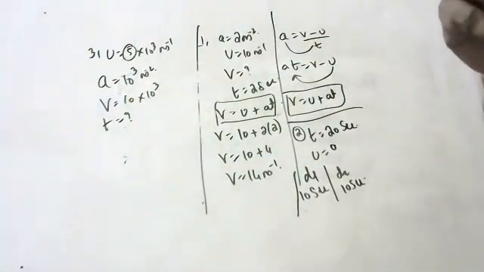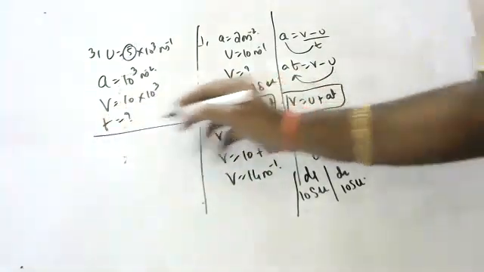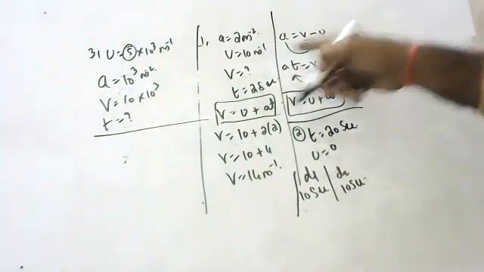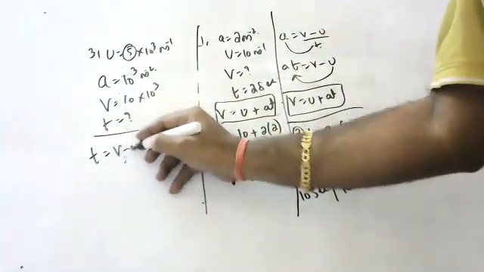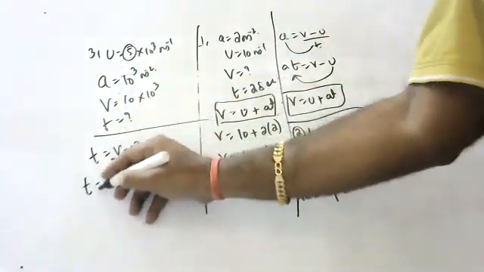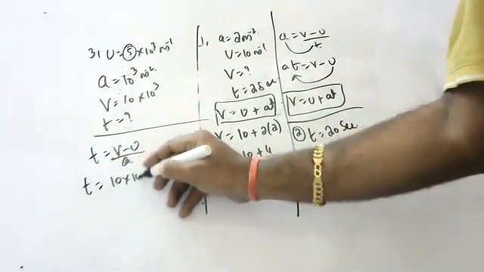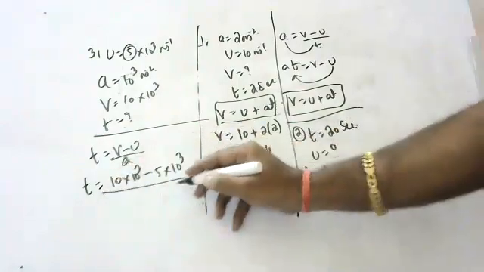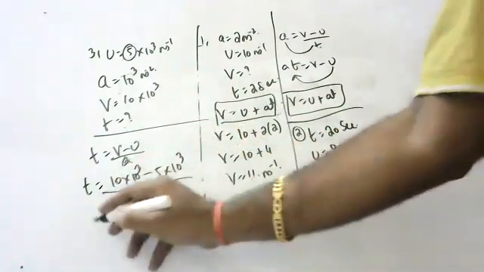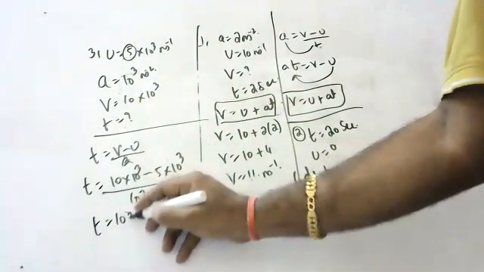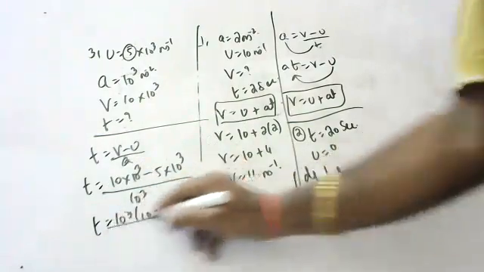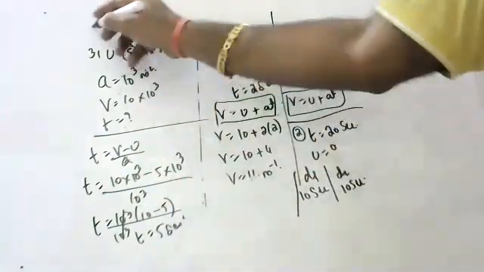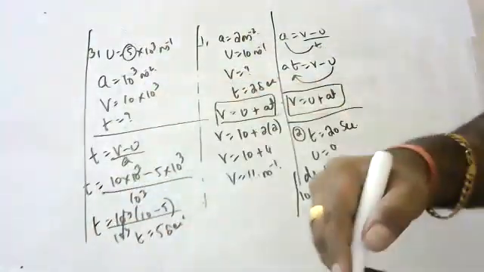What is the formula you use? t will go up, a will come down. t is equal to v minus u by a. Tell me: 10 into 10 cube minus 5 into 10 cube, by 10 cube. 10 to the power of 3 you take common. 10 minus 5 by 10 power 3. This 10 power 3 is gone. Answer is 5 seconds. In this time, how much distance did it travel?